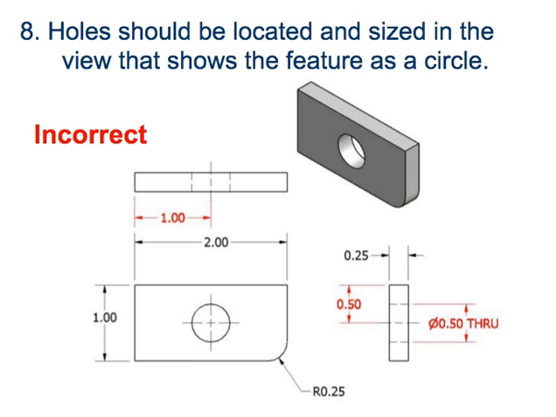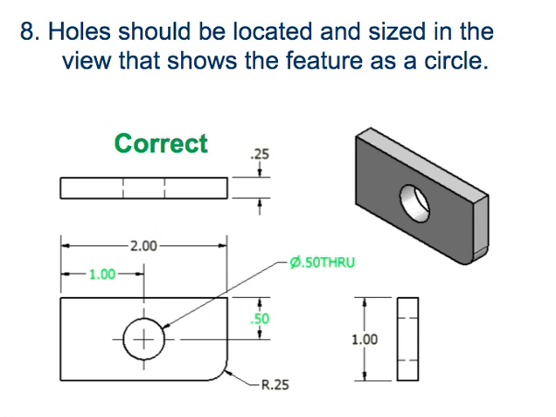So the correct way to do it is this. So show it in the view that shows you the circle, not in the view that is showing you hidden lines. And that's pretty much it. I hope that this video has helped you answer a few questions about how to add our dimension lines, and we'll talk about your next task in class.